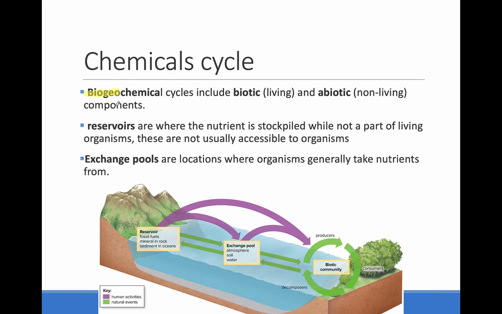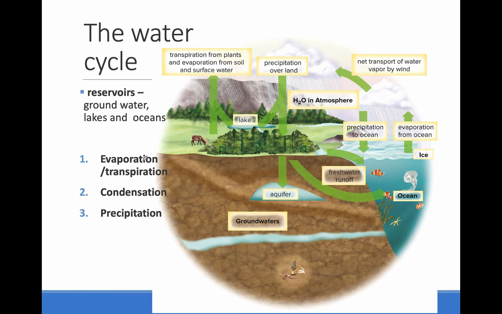Reservoirs and exchange pools are non-living, abiotic, sources of the nutrients. Often chemicals undergo changes as they cycle and are found in different molecular configurations at different steps in the cycles. The first cycle is the water cycle, or hydrologic cycle.